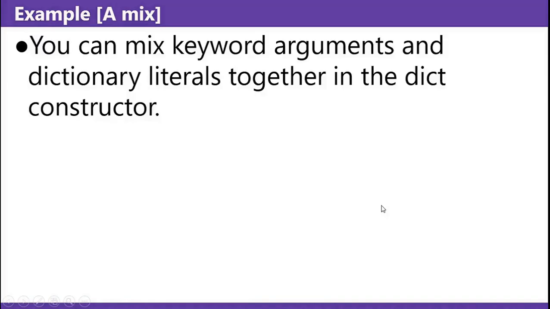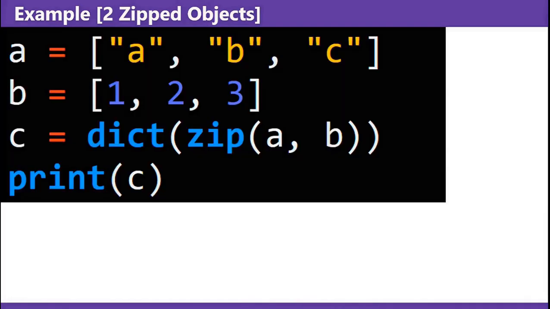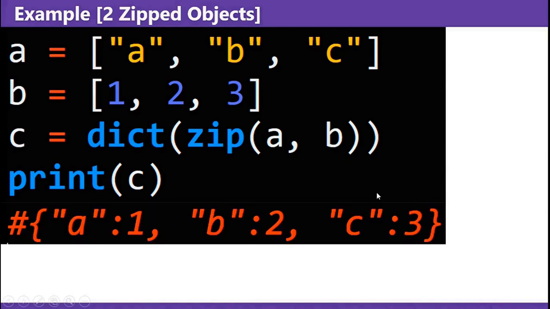Another thing you can do is mix keyword arguments and dictionary literals in the dict constructor. You can also pass a zip object into the dict constructor. The aim of this video isn't to teach you the zip function. You can click into the description for that, but if you make a dictionary out of an object A being zipped to object B, the values in object A will be the keys, and the values in object B will be the values.